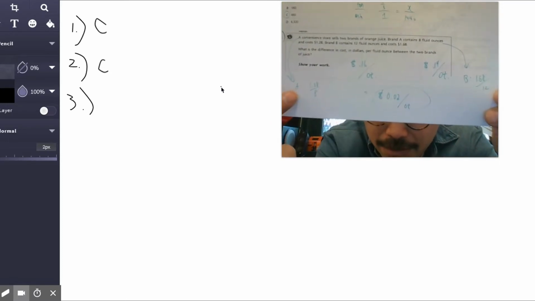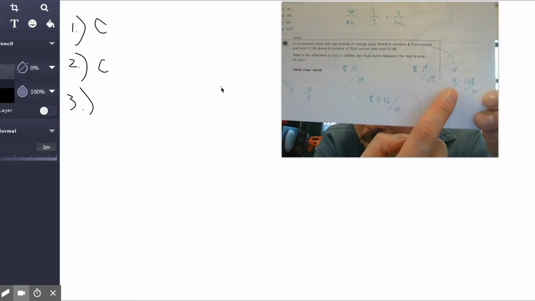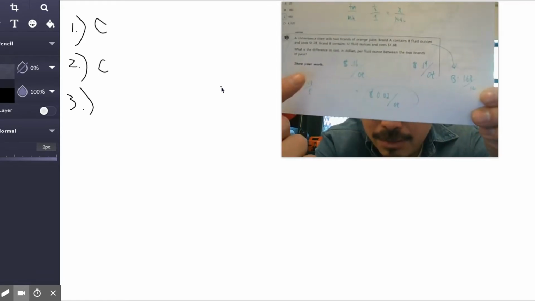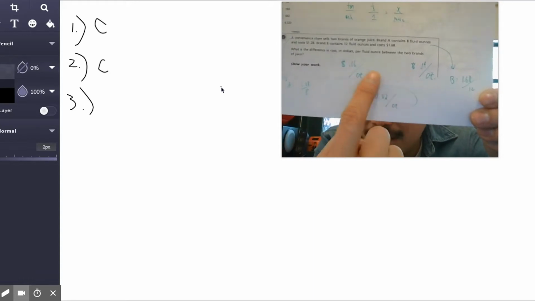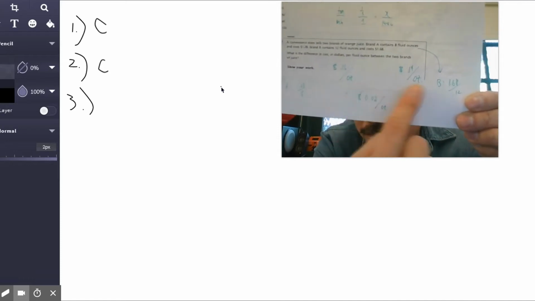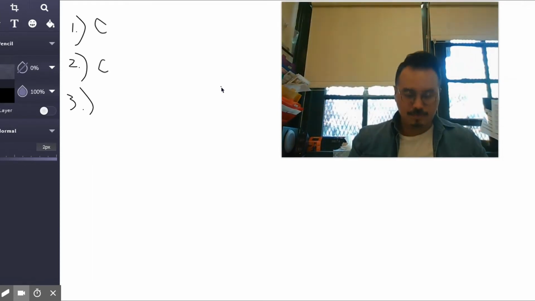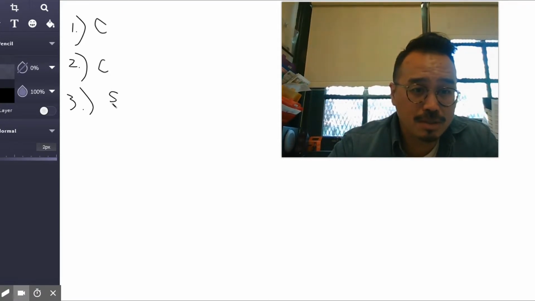A is right here, first situation, brand A, brand B. I just divided. I didn't even really do the unit rate. I divided to get 16 cents per ounce and 14 cents per ounce. If you stop here, they can't give you full credit, because the question is, what's the difference between the 2 brands? So it's 2 cents. So C is 2 cents per ounce.